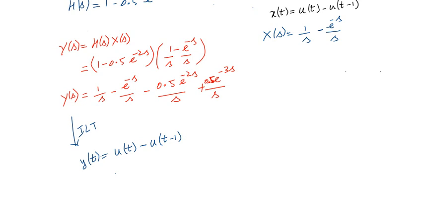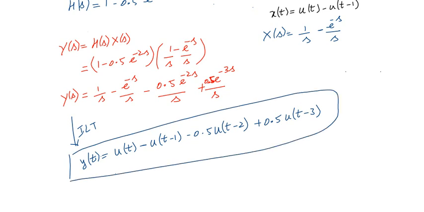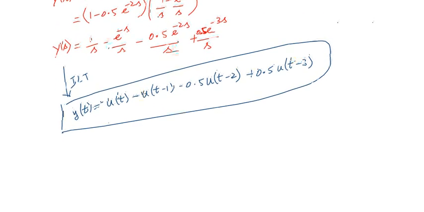You can see again here 1 by s, and 0.5 is here, so I can put the amplitude as minus 0.5. What about the e power minus 2s? This says that it is delayed by 2 time units. Just recollect the time shifting property. For the last part of the signal, the amplitude is 0.5, and with e power minus 3s it is delayed by 3 time units. So this is your y of t, the output or response.